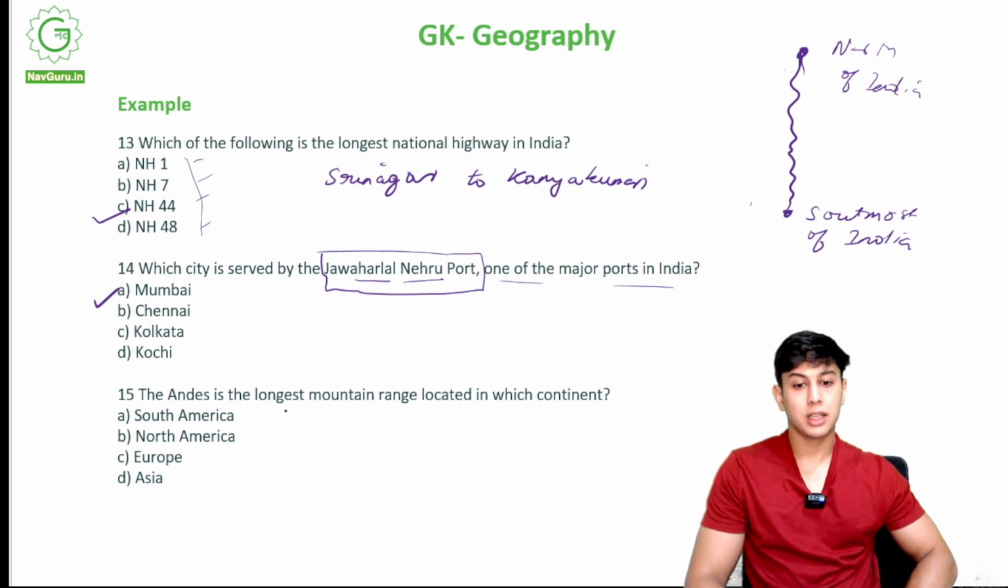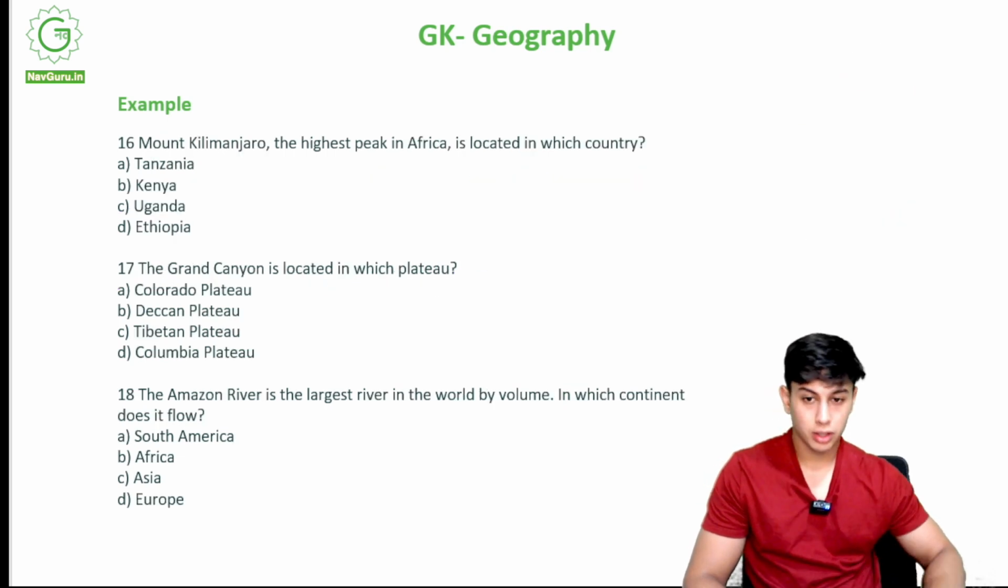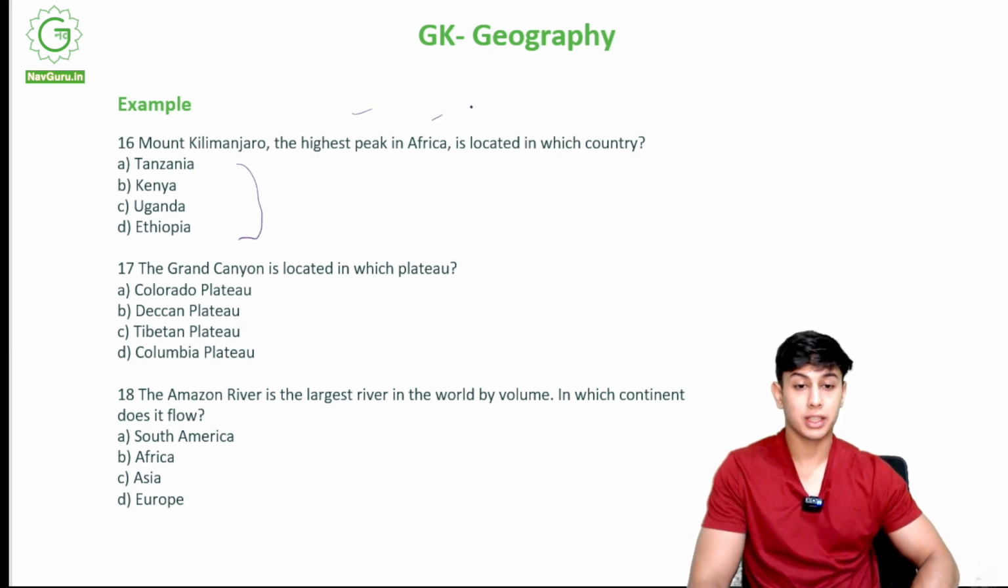The Andes is the longest mountain range located in which continent? Okay, so the Andes is the longest mountain range located in which continent? It is South America, is it North America, is it Europe, is it Asia? Andes are located in South America. Mount Kilimanjaro, the highest peak in Africa, is located in which country? So out of all of these, where is Mount Kilimanjaro, the highest peak in Africa? So like we have K2, we have Kanchenjunga. This is the highest peak of Africa. Is it Tanzania? Is it Kenya? Is it Uganda? Is it Ethiopia? So the correct option is option A. It is Tanzania.